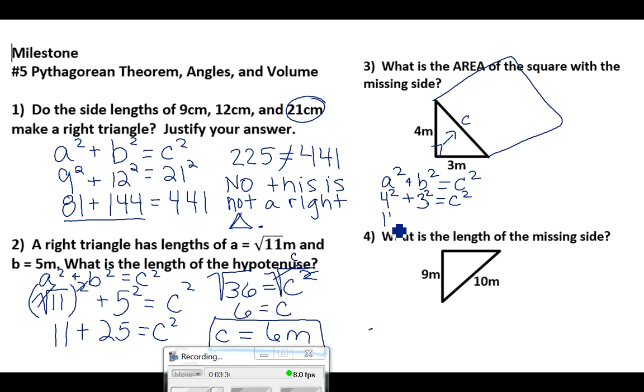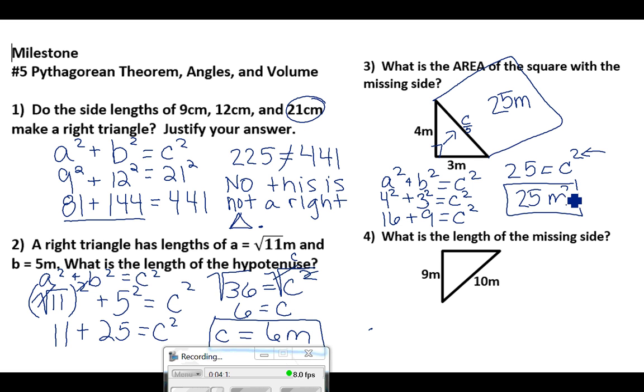4 times 4 is 16. 3 times 3 is 9, equals c squared. 16 plus 9 equals 25. So 25 equals c squared. We can actually stop there because we're looking for the square off of side c, which is going to be 25 meters. The length of side c would be 5, but we're not looking for that. We're looking for the square off of it, so we can stop at that point. So 25 meters squared would be your answer.